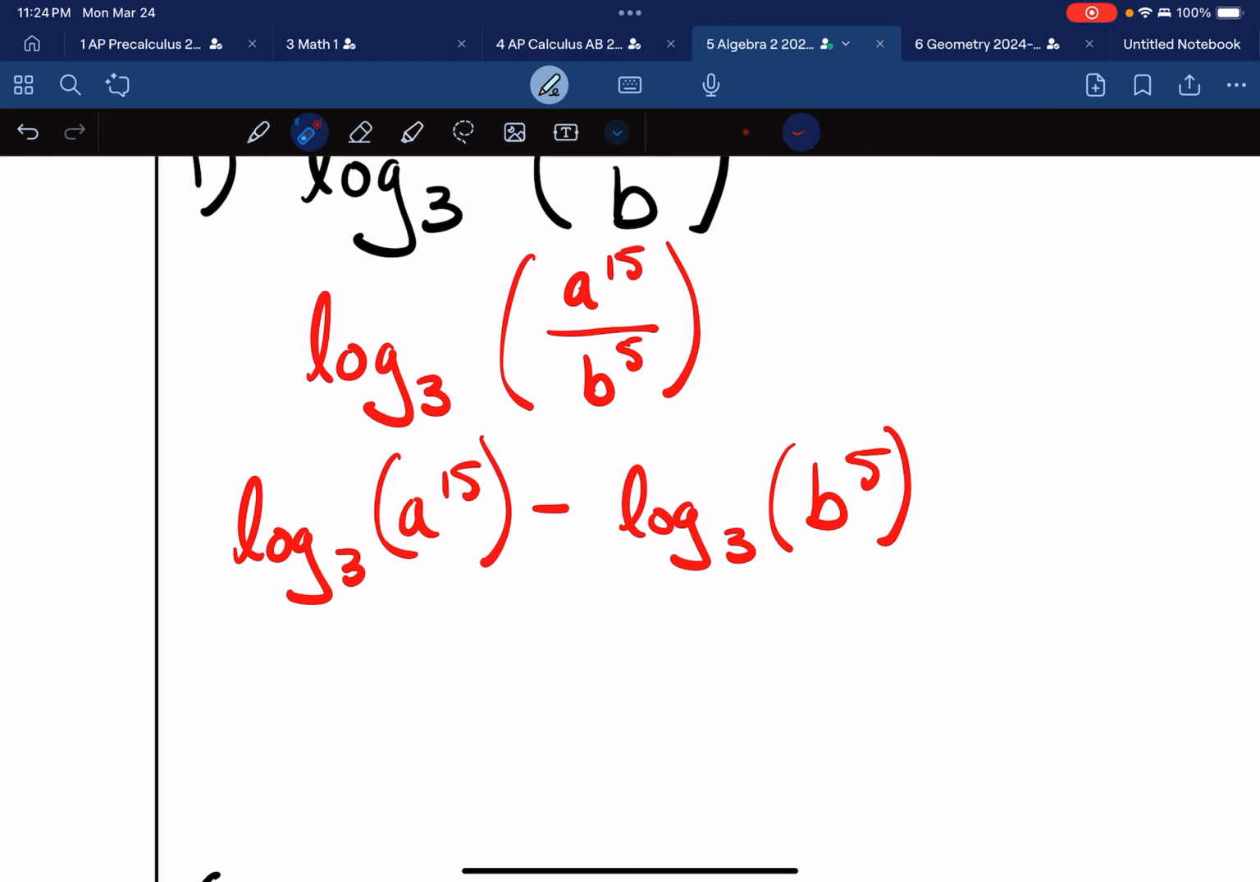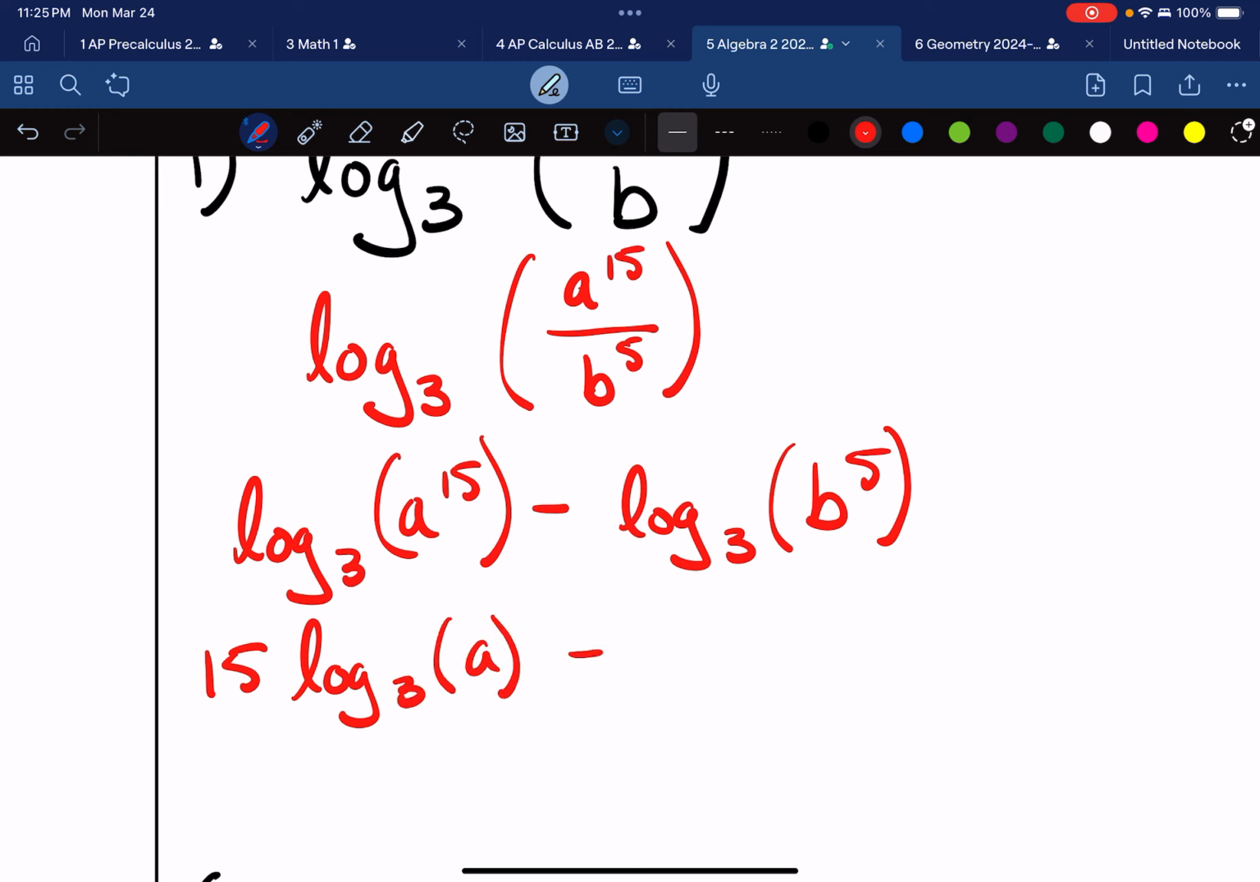And again, I can go even further. I can bring that 15 down in front. So now this is going to be 15 log base 3 of a minus, and then this 5 can come down in front as well. This can say 5 log base 3 of b.